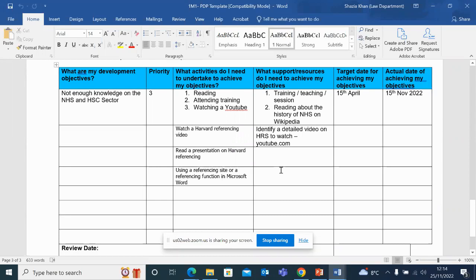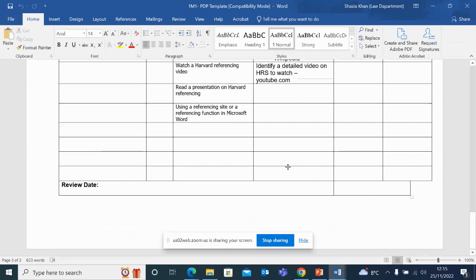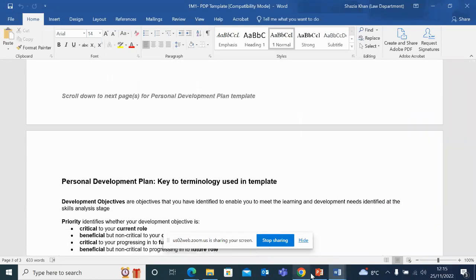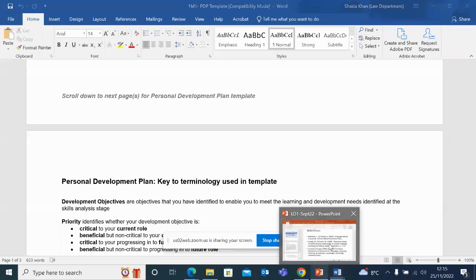What support resources do I need to achieve my objectives? Training again, teaching session, reading about the history of the NHS on Wikipedia, identifying a detailed video on Harvard referencing to watch on YouTube. The target date 15th of April, the actual date 15th of November. So it just gives you a bit of an idea of what your PDP template is. And this is again available for you on Moodle.